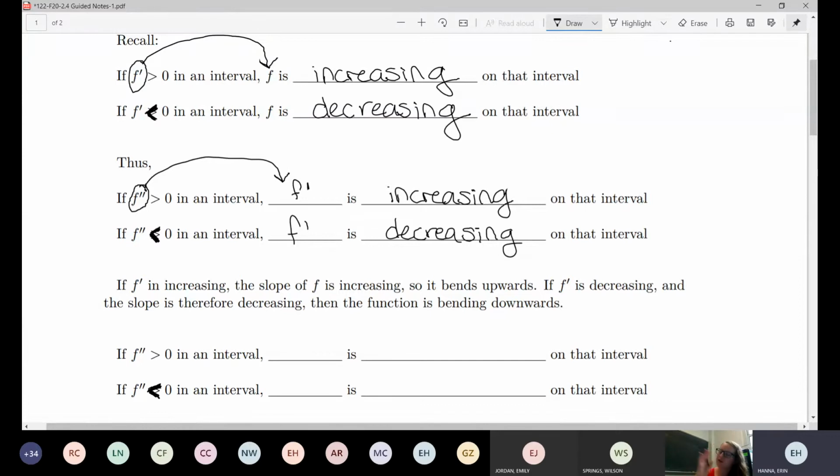So if you think back, you might remember that way back when in chapter 1, we defined some things that were essentially when the function was bending upwards and when it was bending downwards. Concave up, concave down, coming back. So if the second derivative is greater than 0, then the original function is going to be concave up on that interval. And if the second derivative is negative, then the original function is going to be concave down.